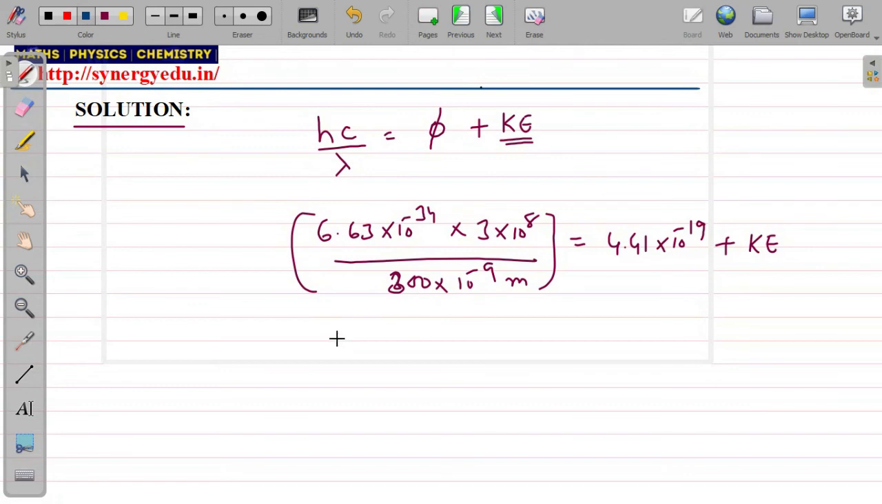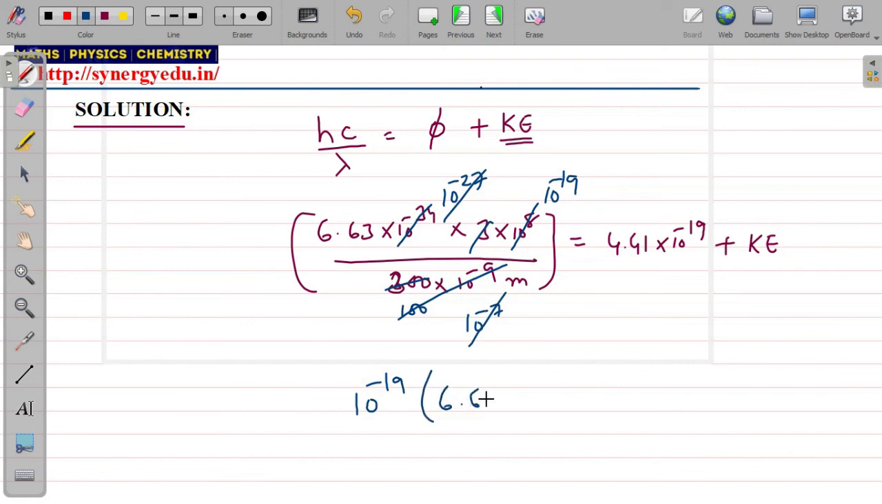Now, if you simplify this, you will get 100 times, and this total will become 10 power minus 7. Then 10 power minus 27 and 10 power 8, so 10 power minus 19 will become common, and this you can easily take out. Therefore, you can write 6.63 minus 4.41 is equal to kinetic energy. So from this you will get kinetic energy as 2.22 into 10 power minus 19.